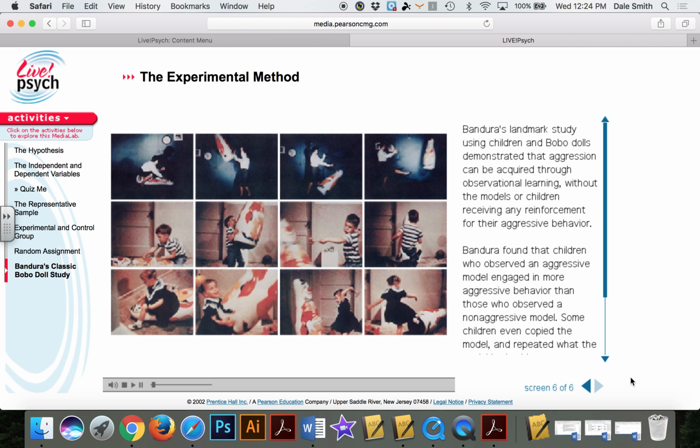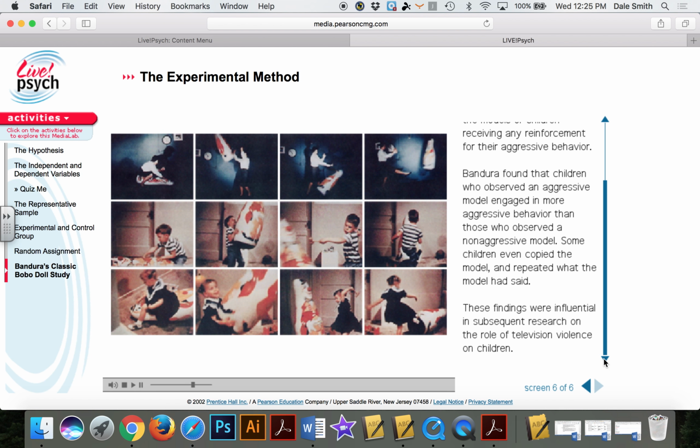Bandura's landmark study using children and Bobo dolls demonstrated that aggression can be acquired through observational learning, without the models or children receiving any reinforcement for their aggressive behavior. Bandura found that children who observed an aggressive model engaged in more aggressive behavior than those who observed a non-aggressive model. Some children even copied the model and repeated what the model had said. These findings were influential in subsequent research on the role of television violence on children.